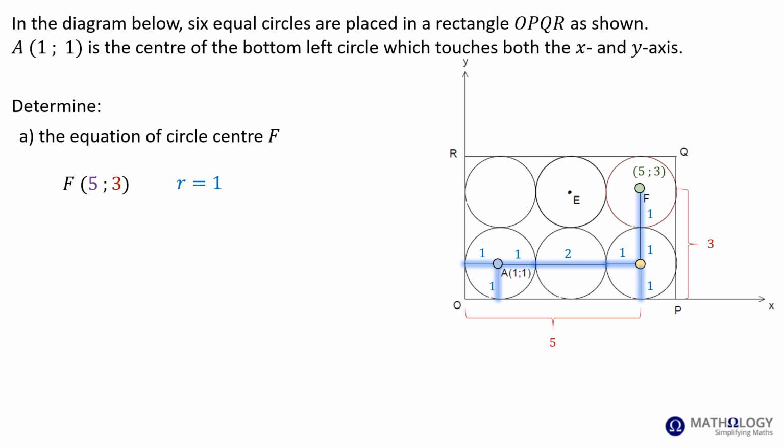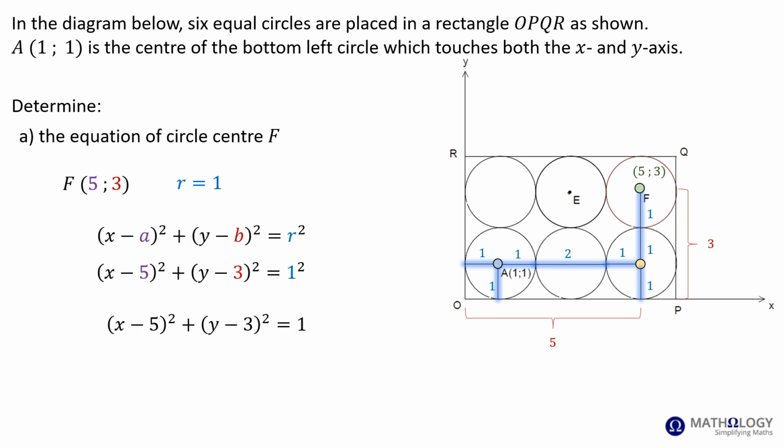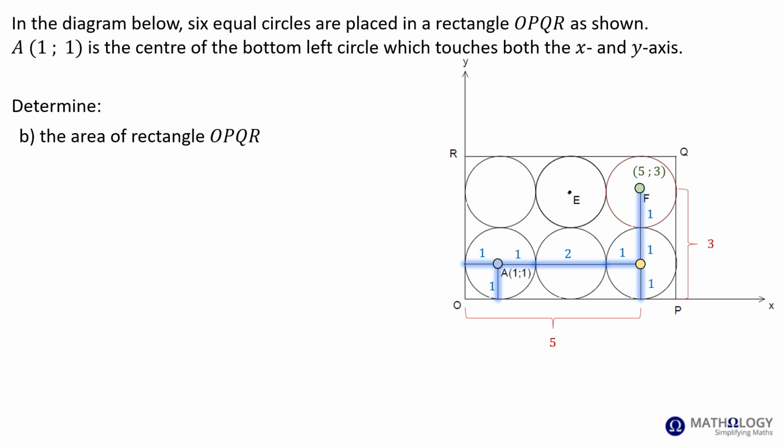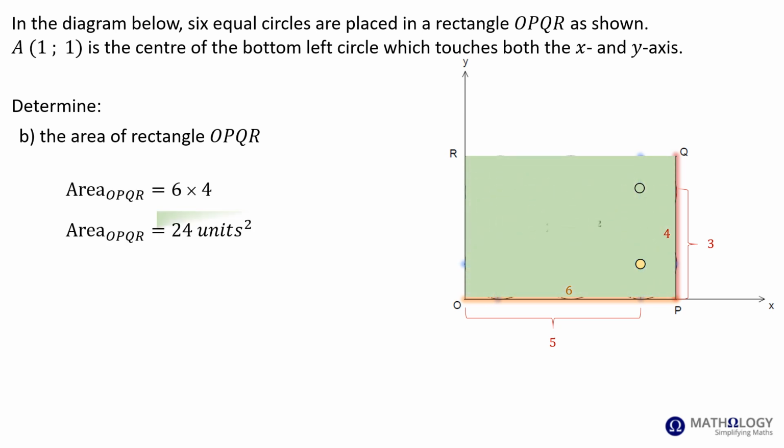And now that we know the coordinates of F, and the radius of the circle, we can determine the equation of circle center F, which is given by x squared minus 10x, plus y squared minus 6y, plus 33 equals 0. The length of the rectangle is 6 units, since it is comprised of 3 diameters, each of which is 2 units in length. Likewise, the width of the rectangle equals 4 units. The area of the rectangle is therefore 24 square units.